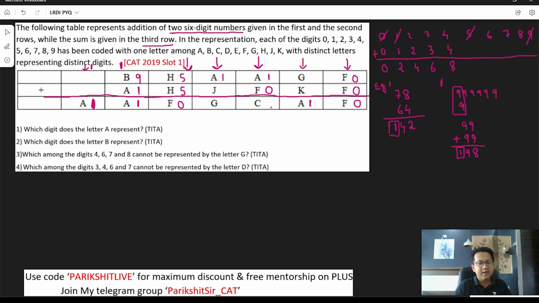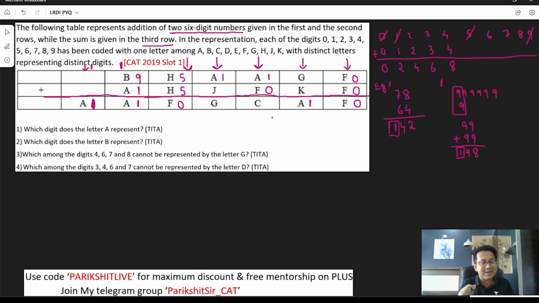So let's say this. A is 1, F is 0. So can C be 1? Think about it. 1 plus 0, you might think that C is 0, or that C will be 1. But can C be 1? No. Why? Because every alphabet is represented by a unique digit. Since A is already 1, C cannot be 1. So what can C be?